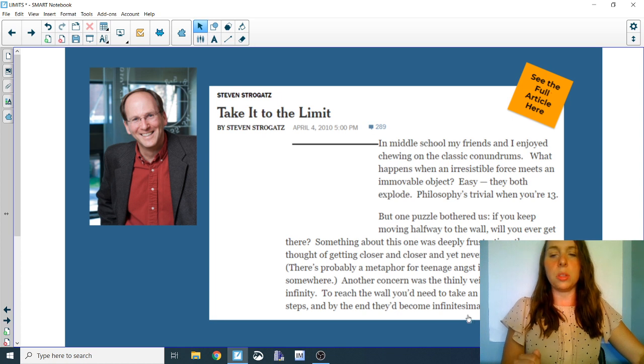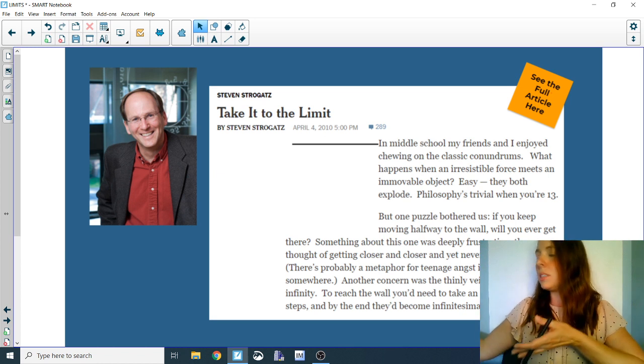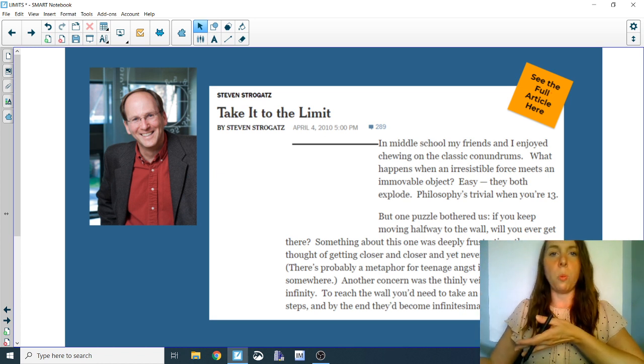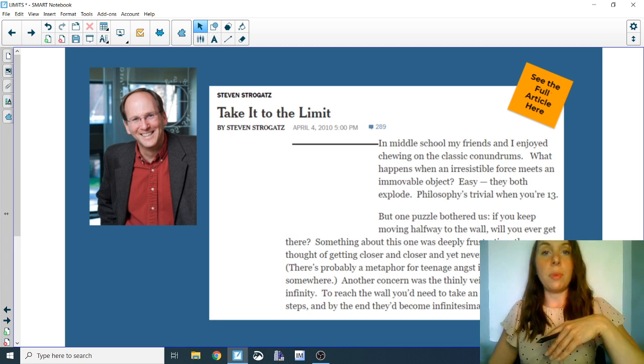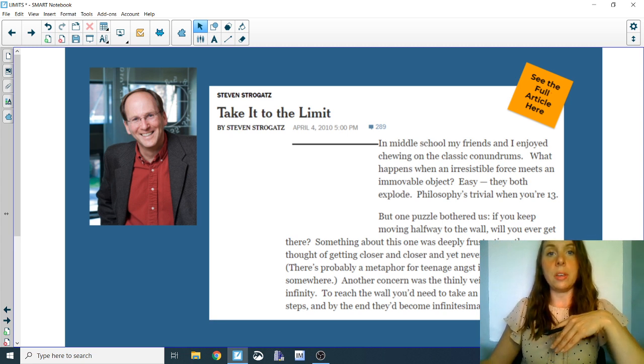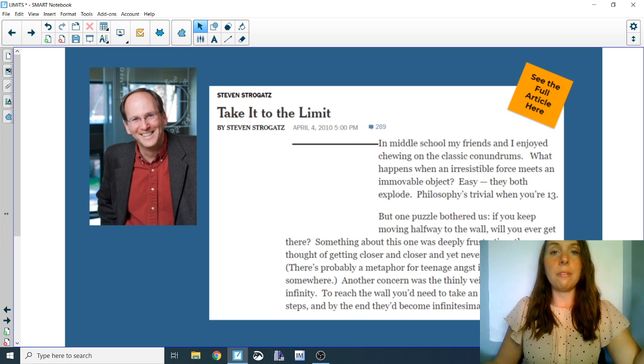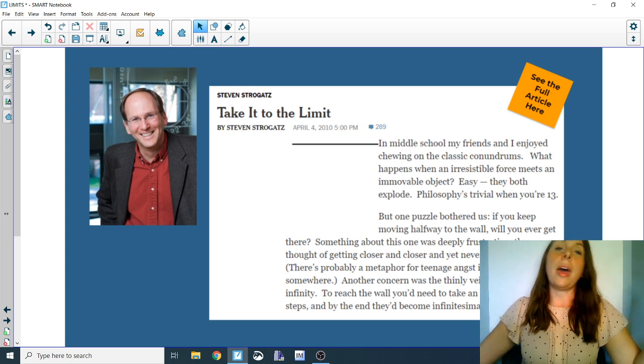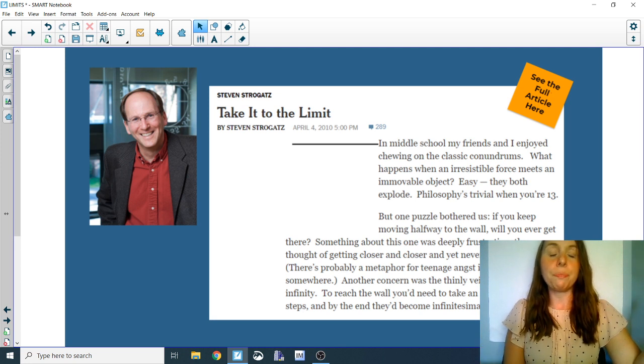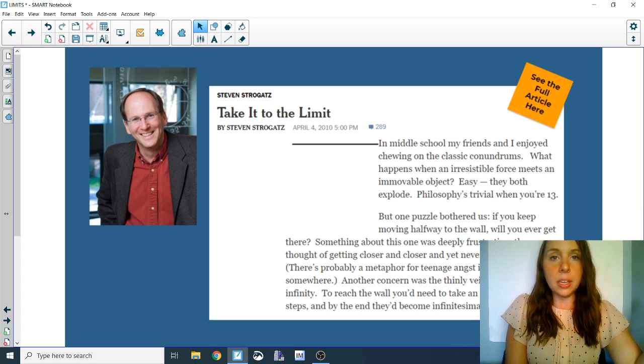In this article, I'm not going to read all of this, but you may be able to see toward the bottom that one of the things he uses to talk about a limit is this scenario where, let's say you're 10 feet away from a wall and you walk halfway to the wall, so that would be 5 feet. And then you walk again halfway to the wall, so that would be 2.5 feet. And you keep doing that. The question is, how many steps will it take you to get to the wall? And what he says is, to reach the wall, you would need to take an infinite number of steps.